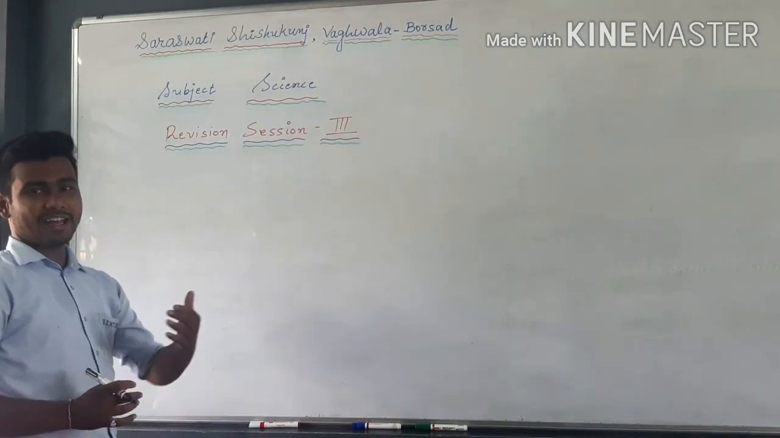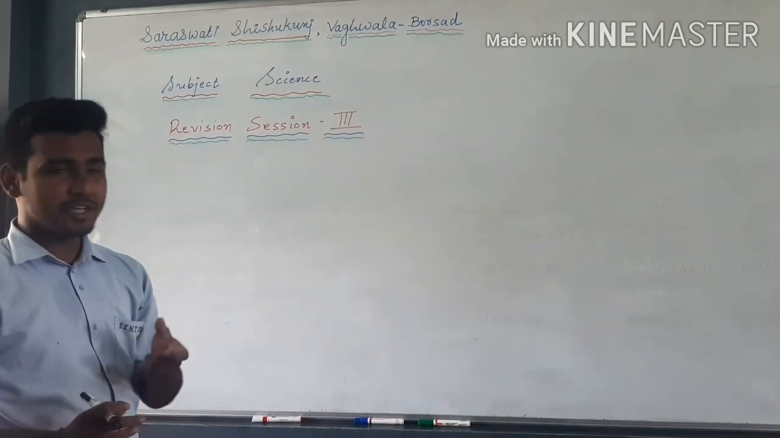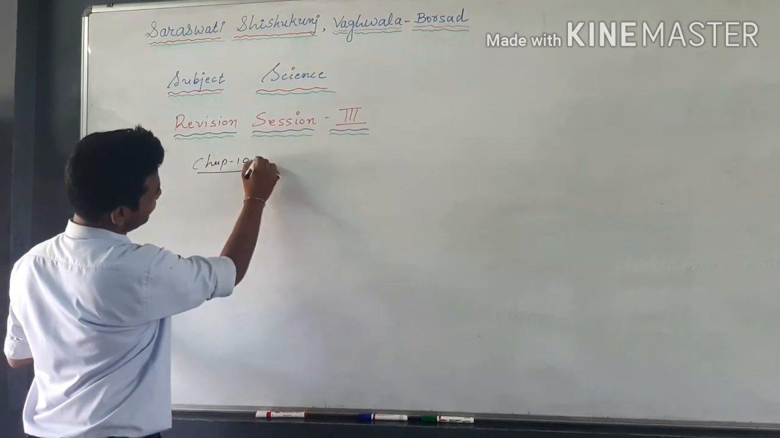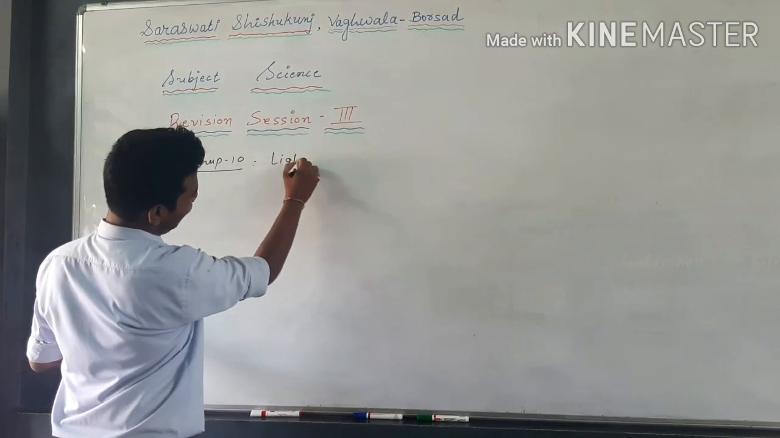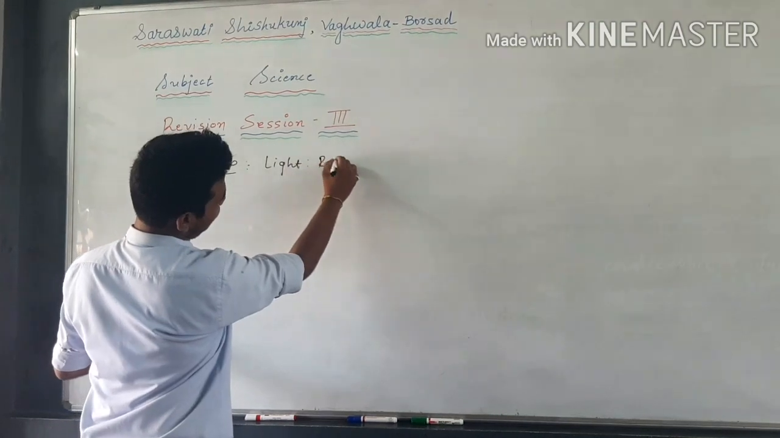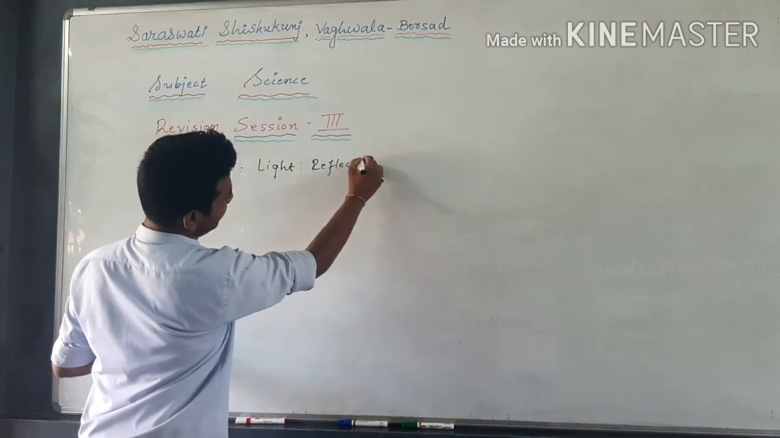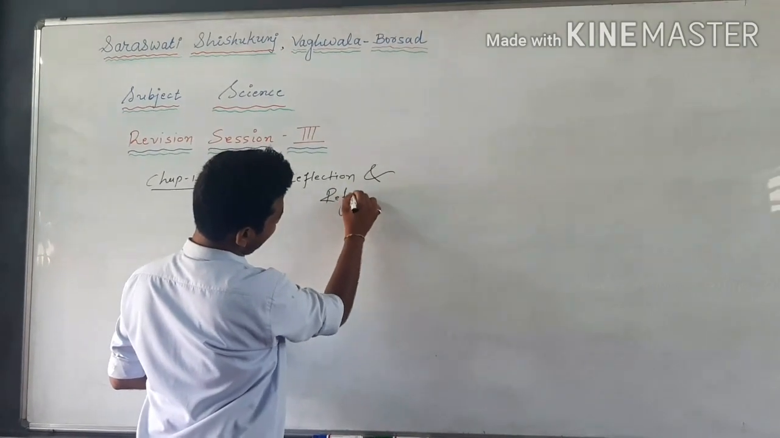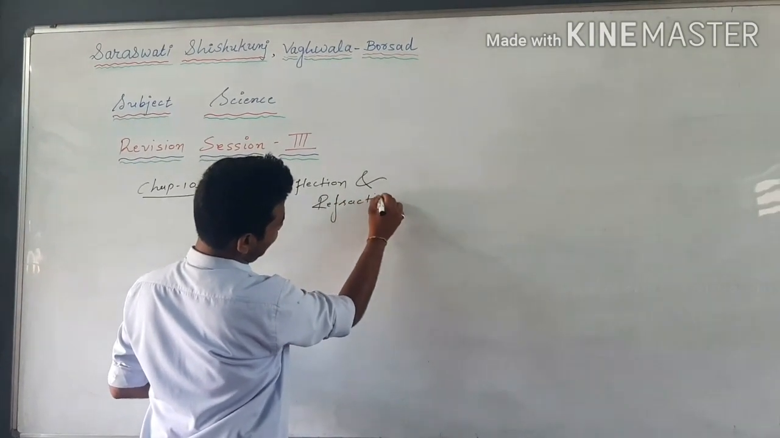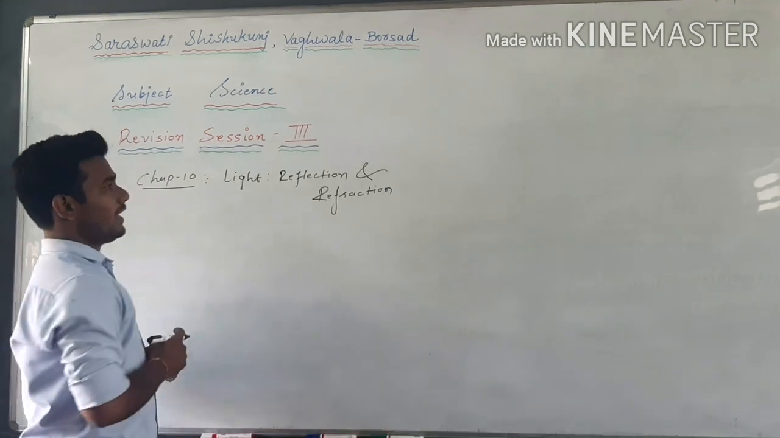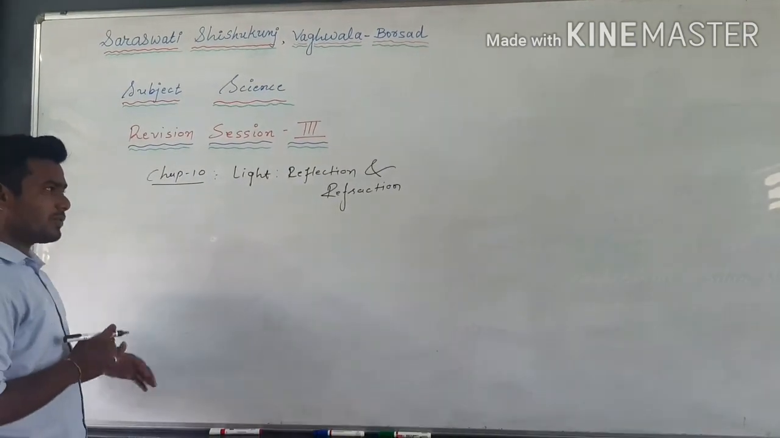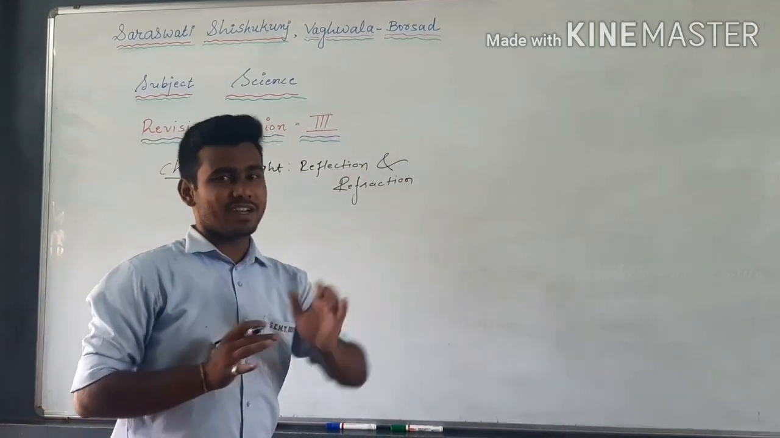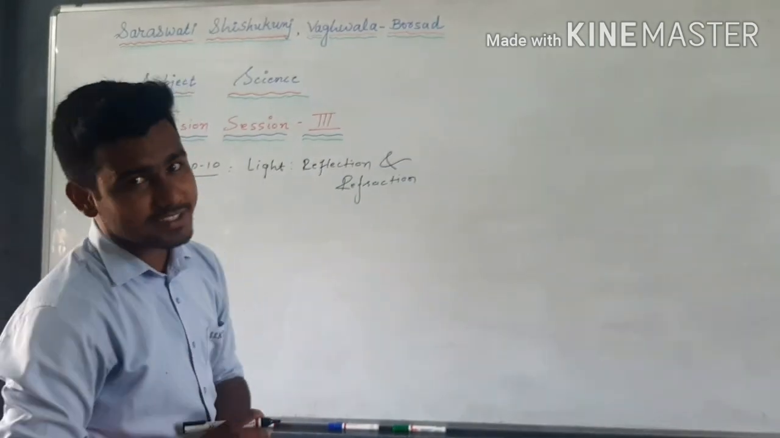In our third and in our fourth revision session we are going to take chapter number 10, that is light, reflection and refraction, right? Okay, first I am writing the points which we are going to discuss in our revision session 3, and the rest we will discuss in our revision session 4.